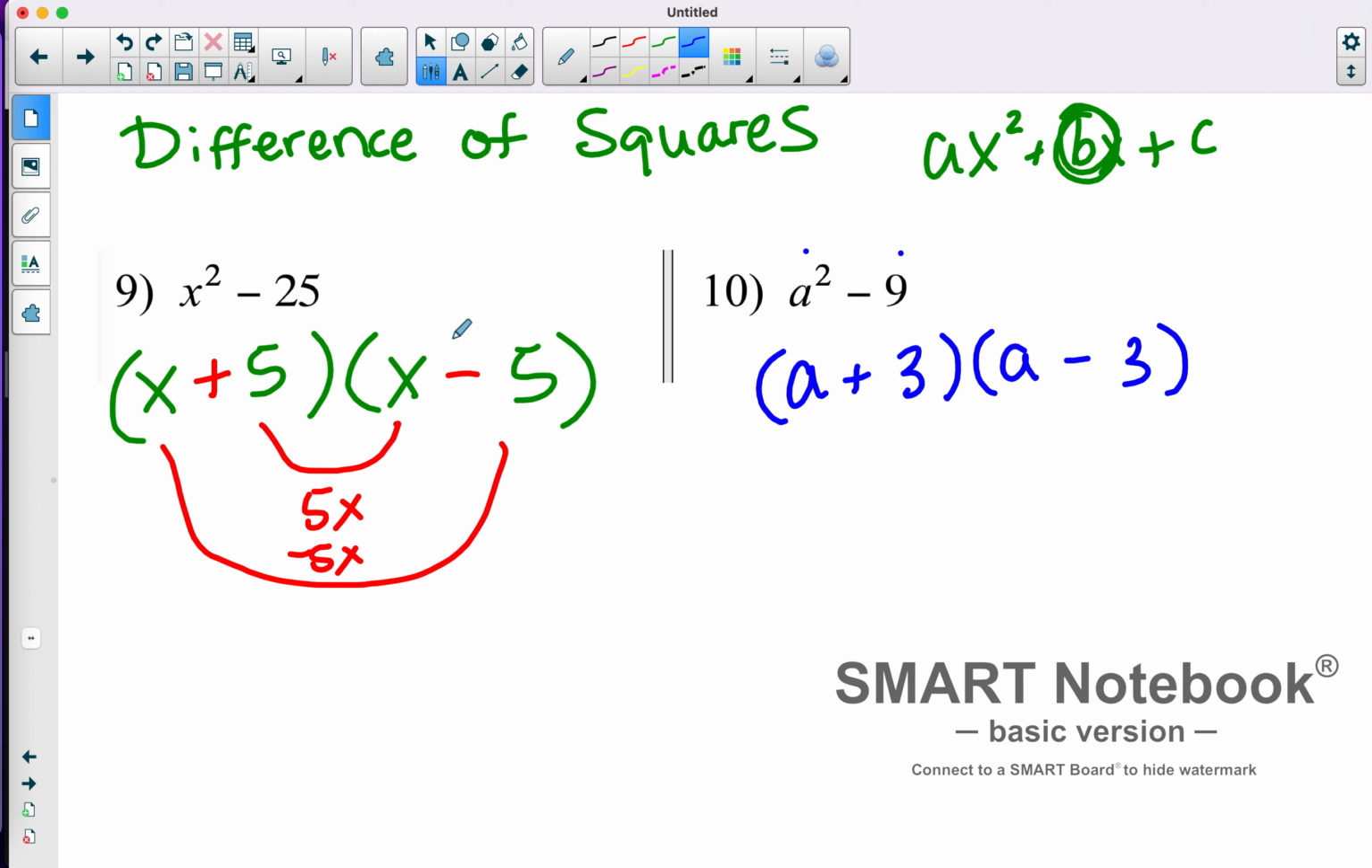So try some of these out on your own. Do some of the practice that is posted, and that should help you out a little bit more. Then you can feel comfortable enough to move to the next level of factoring.